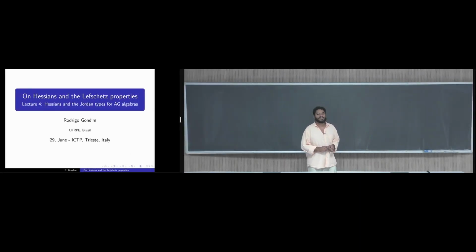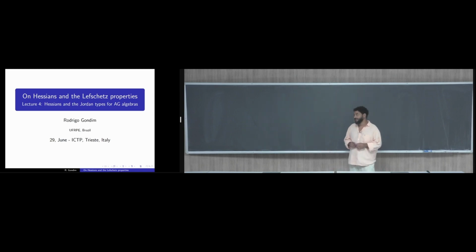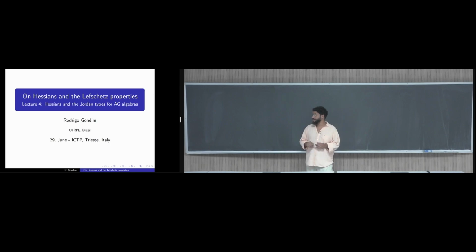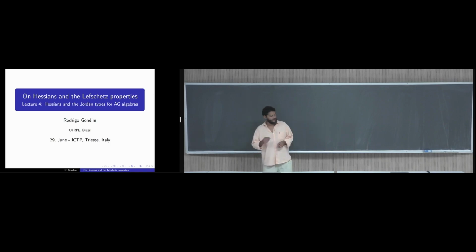So this is the fourth and last lecture on the course on Hessians and the Lefschetz properties. In this lecture, we're going to talk about Hessians and their relations with Jordan types for Artinian Gorenstein algebras. It will be linked with all previous lectures.